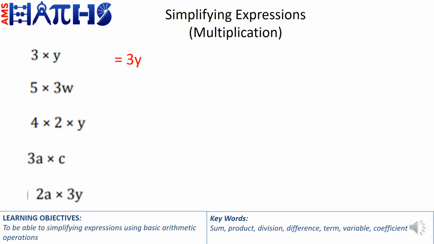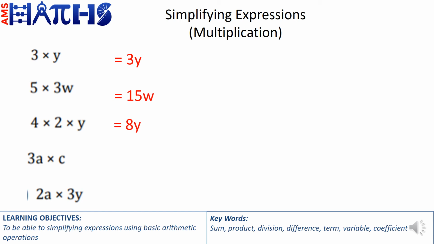Our next example, 5 times 3w, so we have 5 lots of 3w. So our answer for that, 5 times 3, we multiply those to get 15, so we have 15w. Our next example, we have 4 times 2 times y, so we'd multiply our numbers, which is 4 times 2, that gives us 8, and then we just write next to it y, because we would have 8 lots of y's. So our answer to that is 8y.